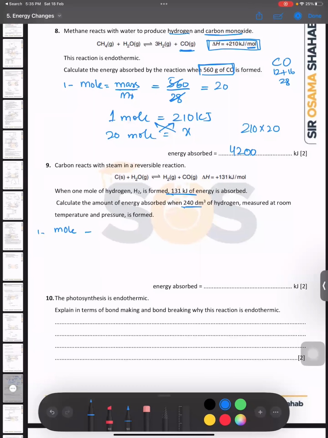So children, how do we find moles? If you have the volume of any gas in decimeter cube, you can divide it by 24. So you can get the number of moles. So it is 240 divided by 24 would give you 10 moles. And we know that if 1 mole is producing or absorbing 131 kilojoules energy, so the 10 moles would be 131 into 10, 1310 kilojoules energy. Is that right, every one of you?